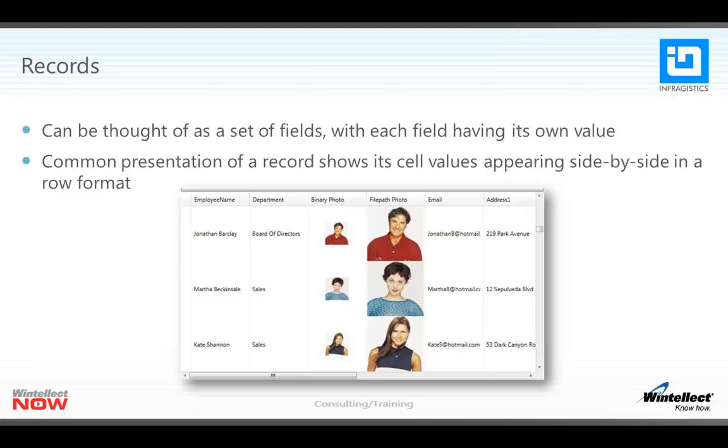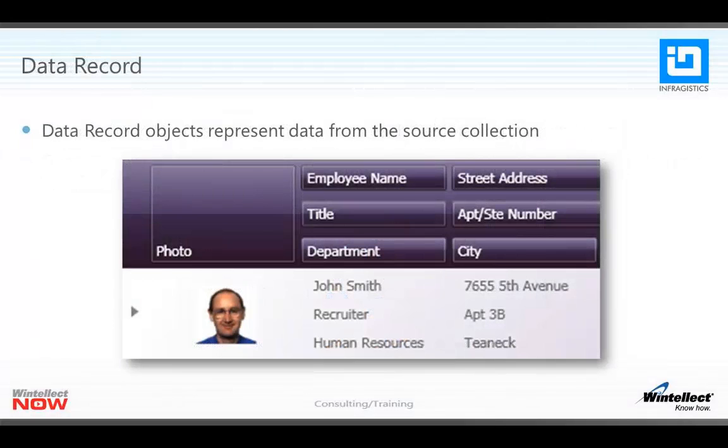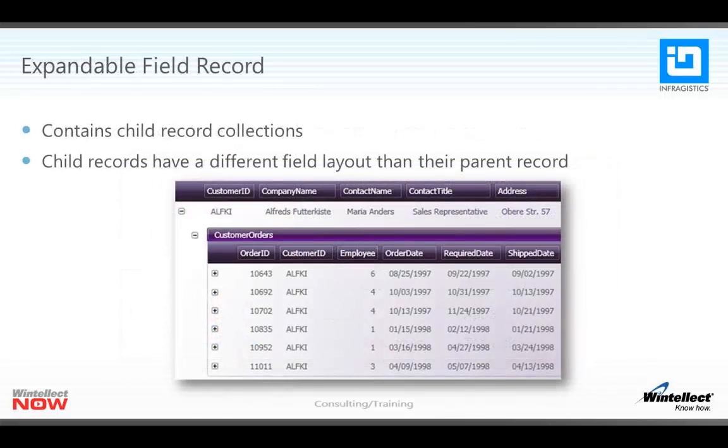A record in its simplest sense can be thought of as a set of fields, where each field contains its own value. A common presentation for a record typically shows its cell values appearing side by side within a row. Data record objects are created to represent each item of data from the source collection. Expandable field record objects contain child records collections. Child records can appear within a completely different field layout than their parent record.